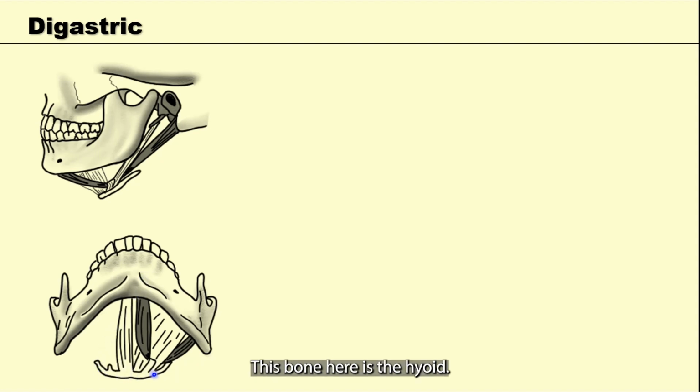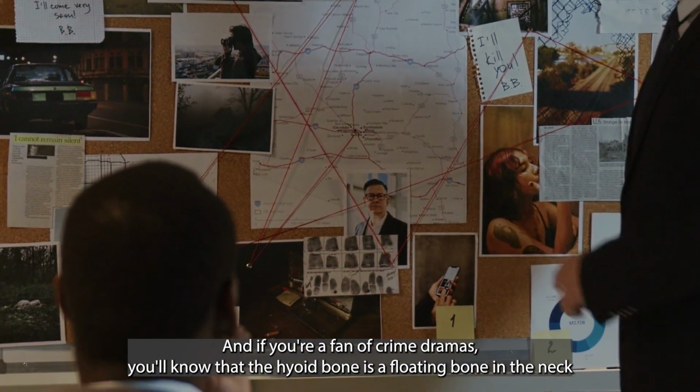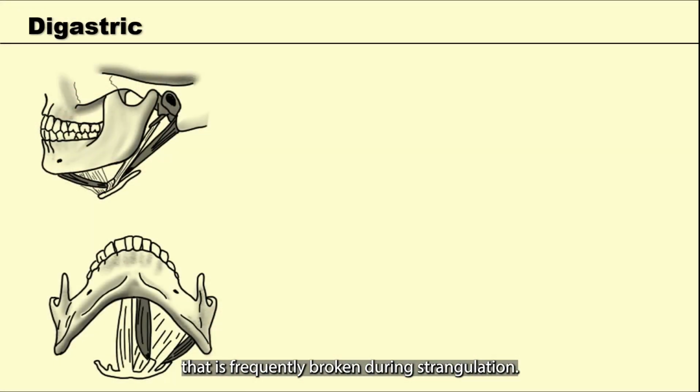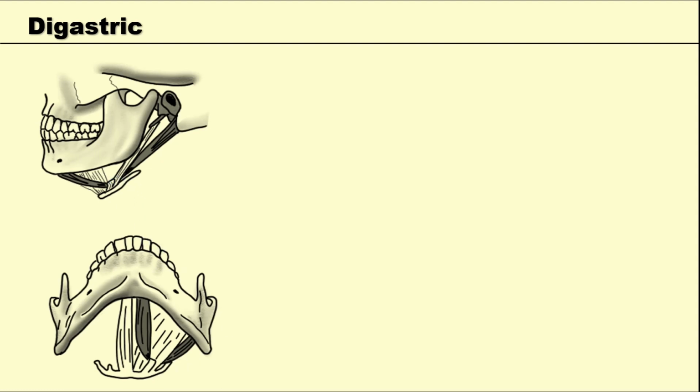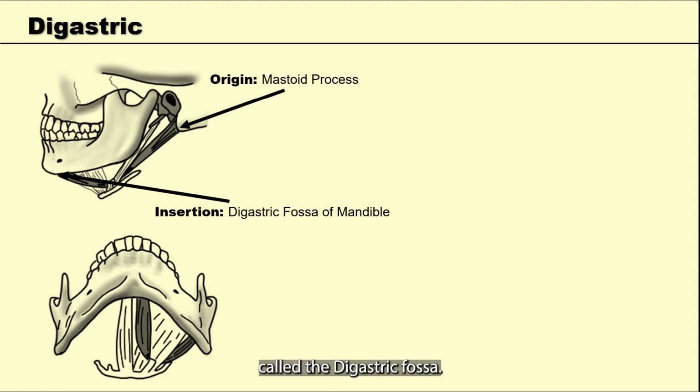This bone here is the hyoid. It's a bone within the neck. And if you're a fan of crime dramas, you'll know that the hyoid bone is a floating bone in the neck that is frequently broken during strangulation. The digastric muscle has two bellies, one anterior belly and one posterior belly. These bellies are continuous and travel through this small loop of connective tissue. It originates on the mastoid process and inserts into the deep part of the anterior mandible called the digastric fossa.